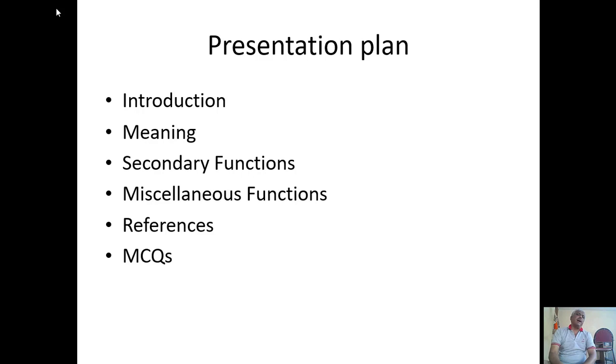My presentation plan is like this. First, introduction, then meaning of a bank, then secondary functions, miscellaneous functions, the references which I have made, and MCQs, multiple choice questions, to understand this presentation better.